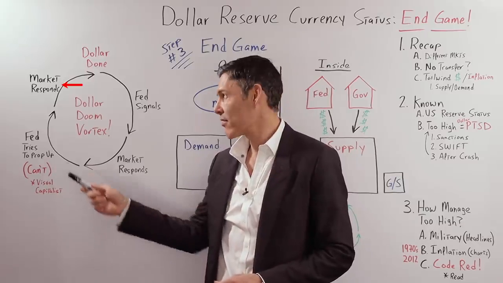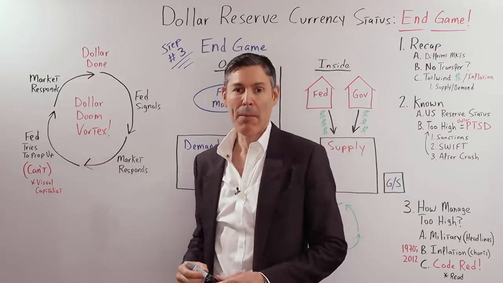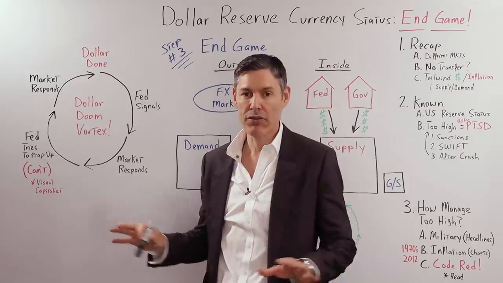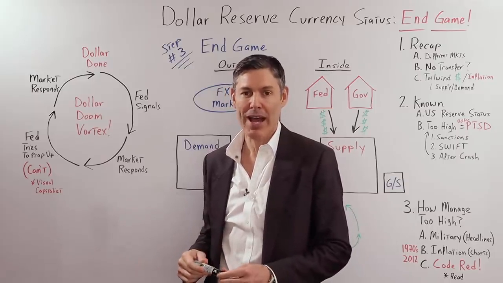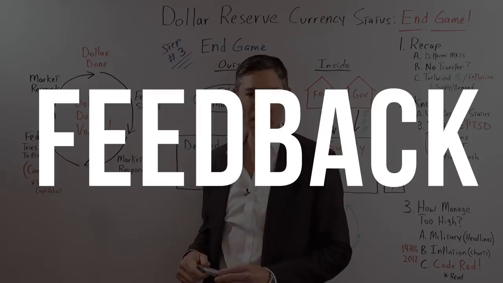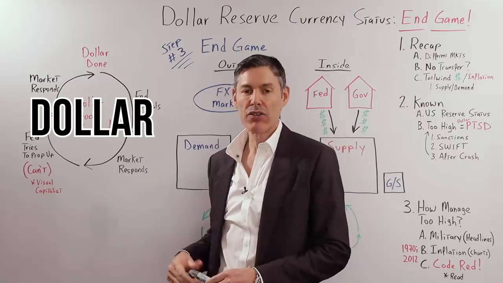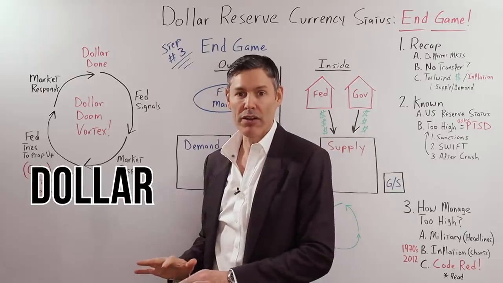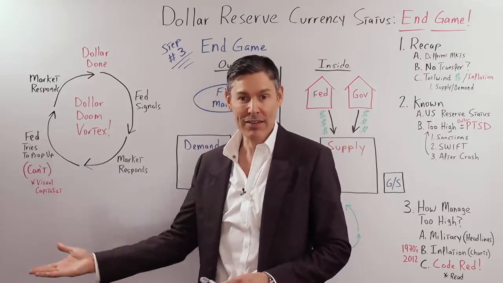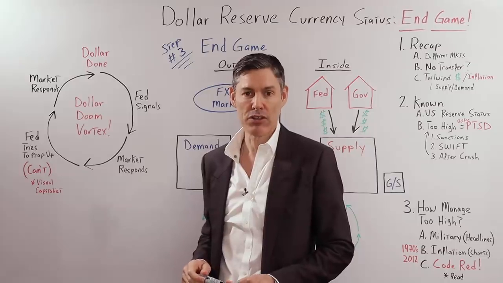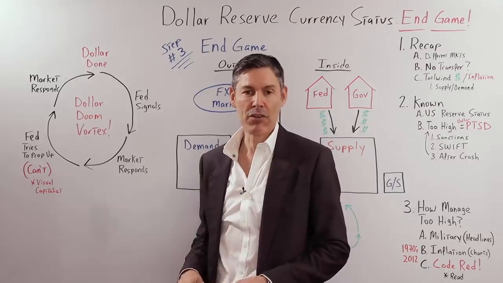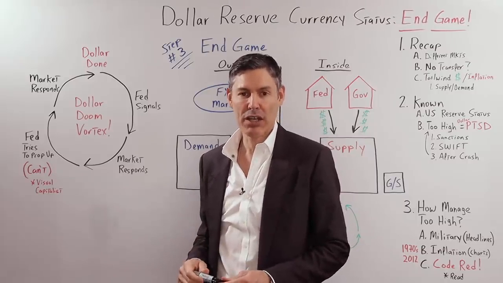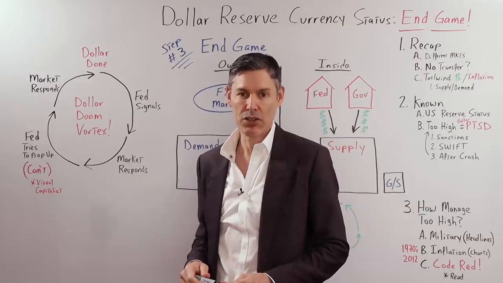The market sees this, responds in the exact same way by selling all of their dollar-denominated assets, which turns into this feedback loop where the dollar just goes lower and lower and lower. And of course, if the dollar is collapsing, the next step is the loss of the reserve currency status. And there's absolutely nothing the government or the Fed could do about it.